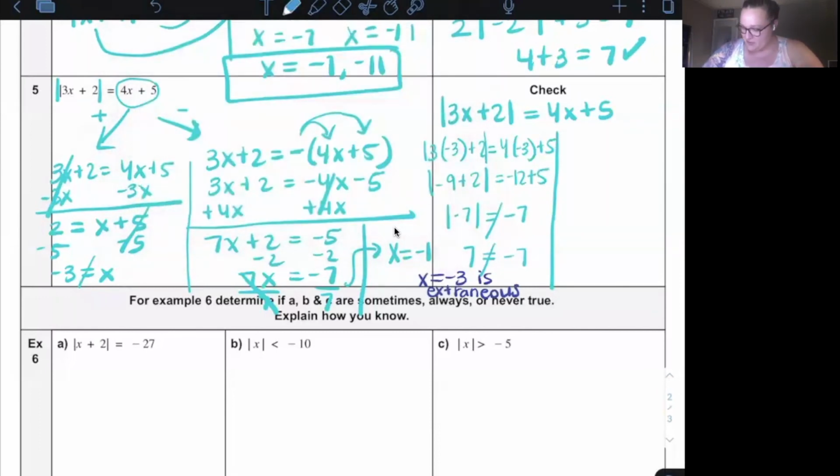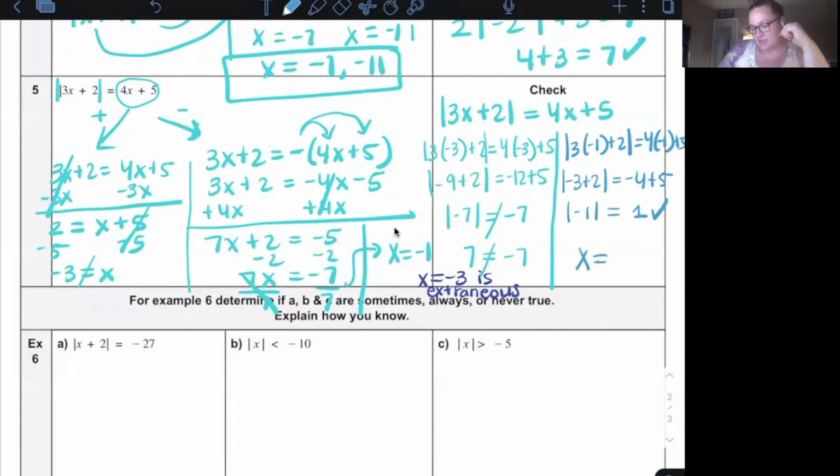All right, so now we need to check x equals negative 1 and see if that works. So the absolute value of 3 times negative 1 plus 2 is equal to 4 times negative 1 plus 5. So the absolute value of negative 3 plus 2 is equal to negative 4 plus 5. The absolute value of negative 1 is equal to 1. Yeah, that works. So we do have a solution. So that means x equals negative 1 is the only solution, because x equals negative 3 is extraneous.